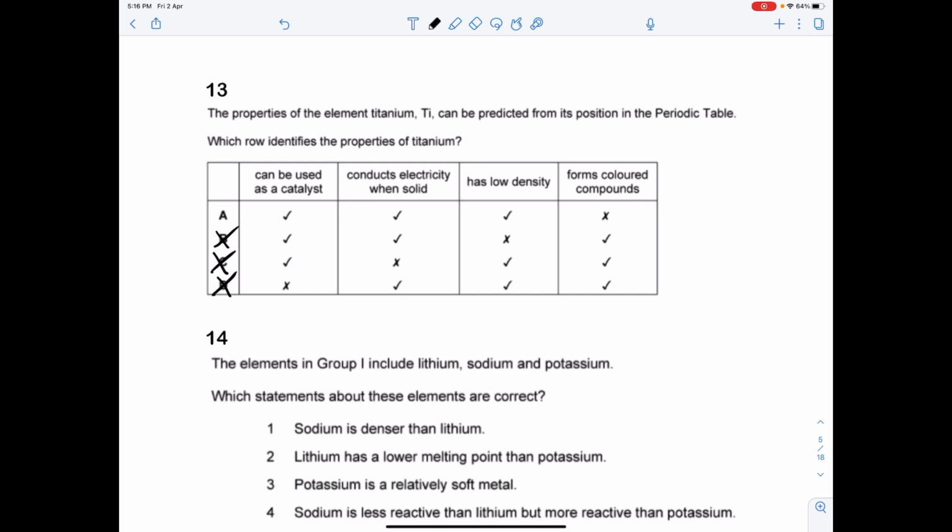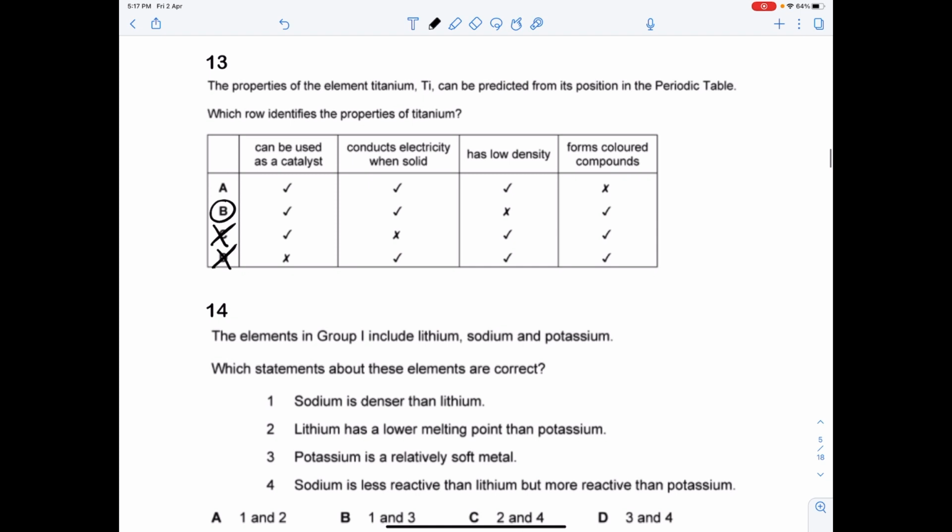Does it form coloured compounds? Yes. Oh, hang on. Oh, Mrs. Baker, you're silly. So it has a low density. It's saying X. Yes, it doesn't have a low density. This is a backwards one. Has a low density? No. So it must be this one. And it forms coloured compounds? Yes. If we'd have ticked the tick for that one, we are saying yes, it does have a low density. So go away, A. It must be B.